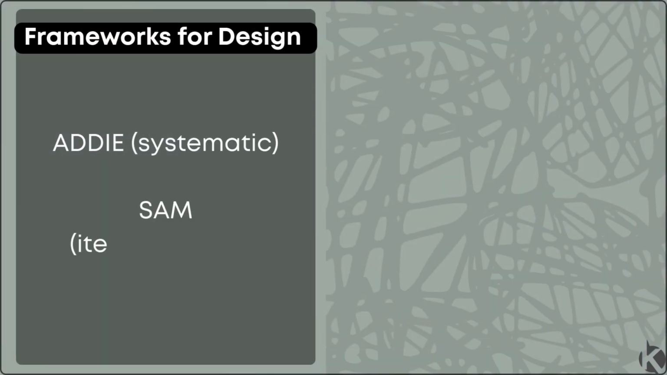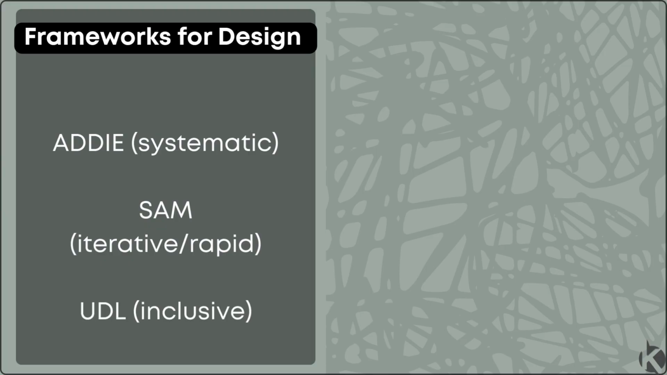There are different models we can use to guide our design. ADDIE is the classic step-by-step process. Analyze, design, develop, implement, evaluate. SAM is more flexible. It's all about rapid prototyping and iterating quickly. And UDL, Universal Design for Learning, reminds us to plan for accessibility from the very start by offering multiple ways for learners to engage, understand, and show what they've learned.